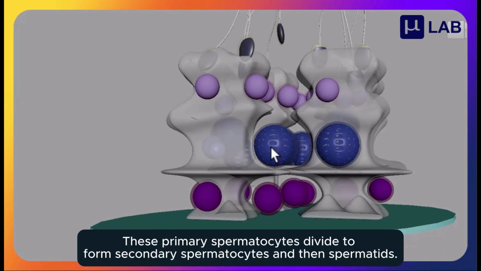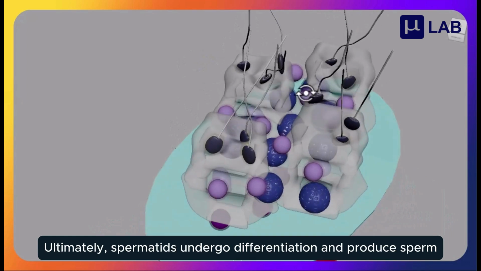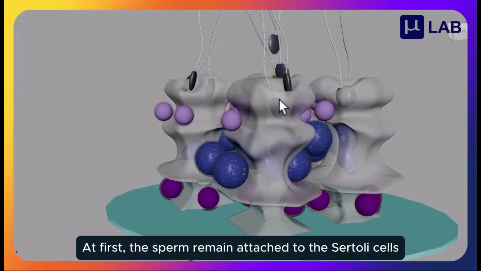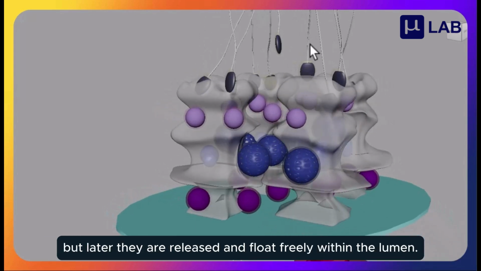These primary spermatocytes divide too, form secondary spermatocytes, and then spermatids. Ultimately, spermatids undergo differentiation and produce sperm. At first, the sperm remain attached to the Sertoli cells, but later they are released and float freely within the lumen.